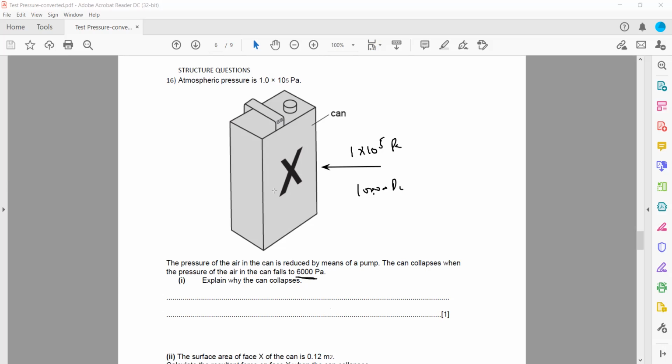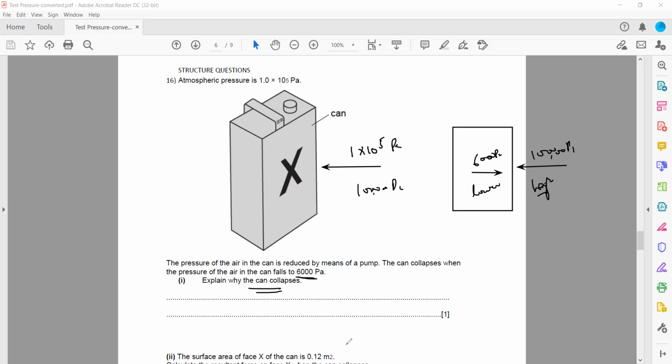So pressure from inside means, for example, if I draw a can in 2D, the pressure from inside the can is 6,000 and the pressure from outside is 100,000 Pascal. Explain why the can collapses. So what is the reason why this can collapses? Because the pressure from inside is lower than the outside pressure. That's why the can collapses. It's 1 mark because of the difference in pressure: the outside pressure is more than the inside pressure. That is why this can collapses.